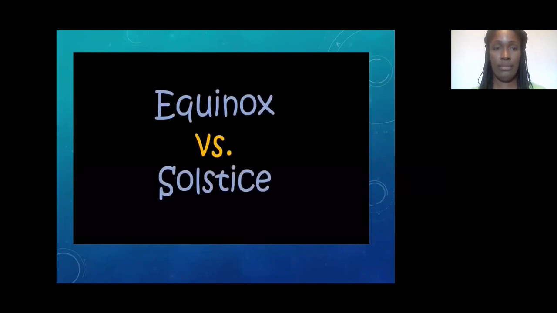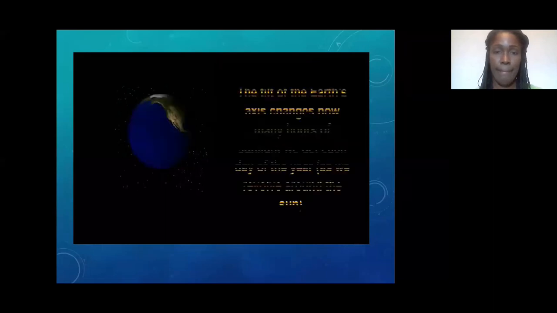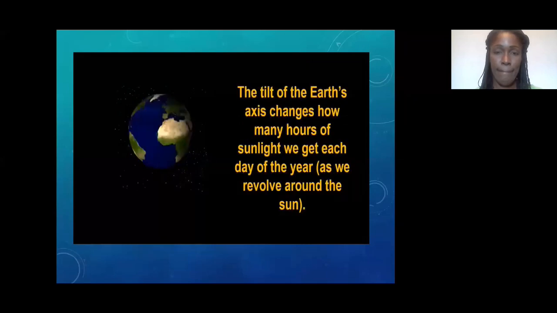Today you're going to learn the difference between an equinox and a solstice. The first thing you need to know is that the Earth rotates or turns on its axis. It takes 24 hours to make one complete rotation. This is what gives us day and night on Earth. Since the Earth's axis is tilted, it means that we'll have a different number of hours of sunlight each day as the Earth revolves around the sun.